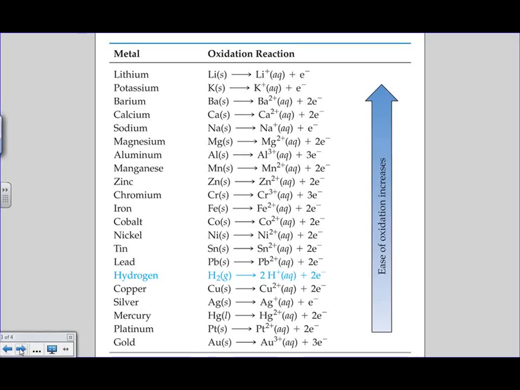Our book has an activity series posted in it, where the ease of oxidation is at the top. If the metal is higher on the list, it's going to be oxidized, and the ions lower in the list are more likely to be reduced. An activity series is a list of metals arranged in order of decreasing ease of oxidation. So any metal on the list can be oxidized by the ions that are below it. Magnesium metal here can be oxidized by any of these ions that are lower down the list.